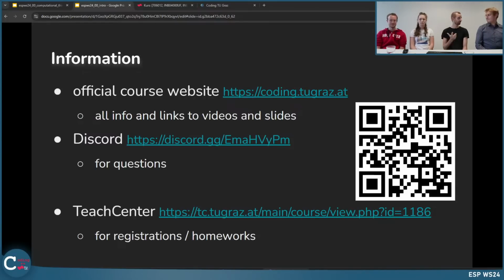And the third component of our information system is the TeachCenter, and we use the TeachCenter for registration, for the homework, for the coding sessions, and so on. What exactly this is, so what the assignments, homeworks and coding sessions are, we will come to that and explain it in the next hour.